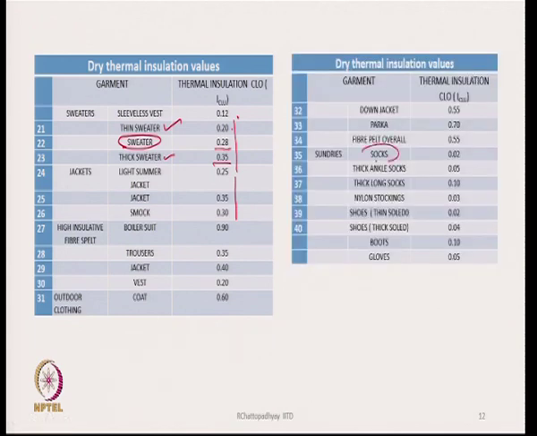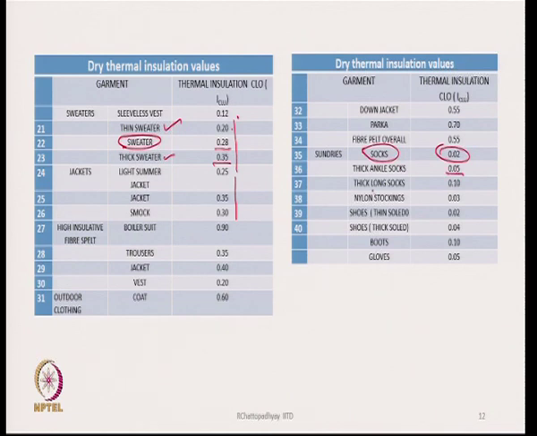Like socks, let us say the clo value is 0.02. So, socks also have a certain clo value. If you see, in the winter we prefer to wear long socks. Long socks are going to cover a larger part of the leg, but in summer we are going to use short socks, ankle height socks, because we uncover so that the heat exchange between the skin and the environment is faster. We do not want to increase the insulation value. So, socks also, different types of socks and their corresponding clo values.